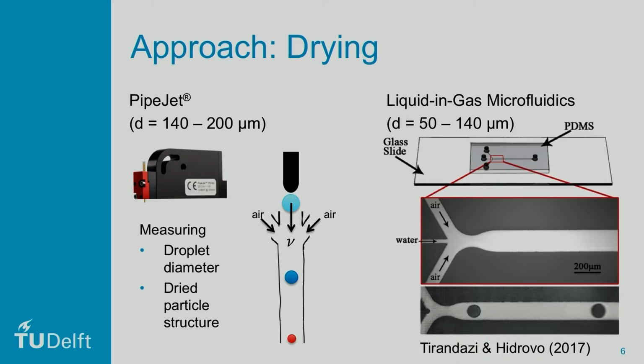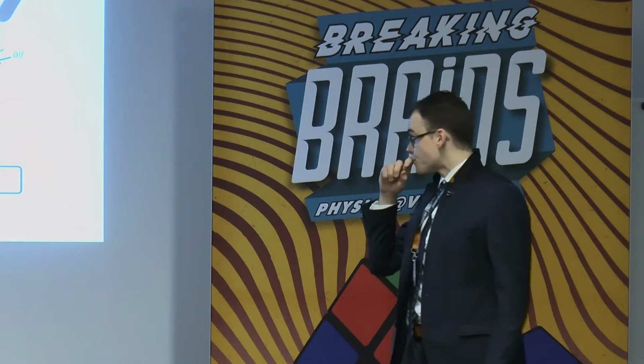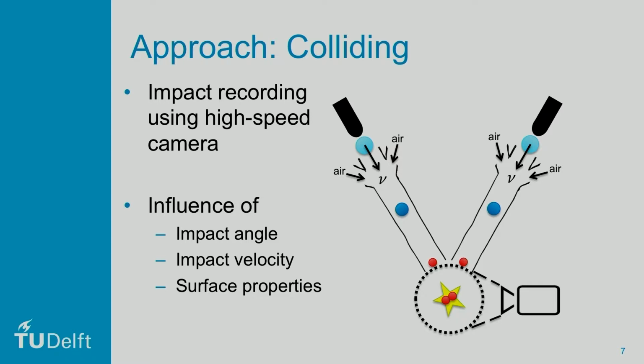So what we will have is probably a liquid droplet that we bring in a continuous air phase, and then see how it dries. Once we have this dispensing taken care of, we will let them impact each other, record it with a high-speed camera, and we're mostly interested in the influence of the impact angle, impact velocity, and again the surface properties. So if we have particles and the impact, do they stick, do they bounce off each other, what's going to happen there?